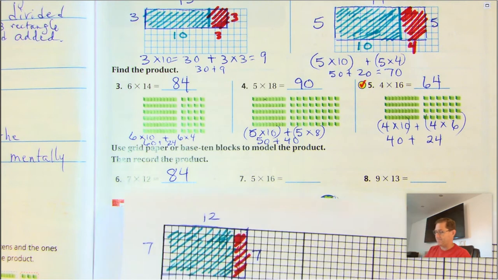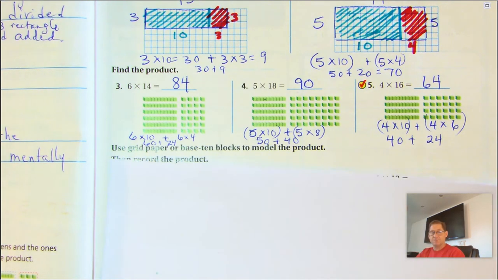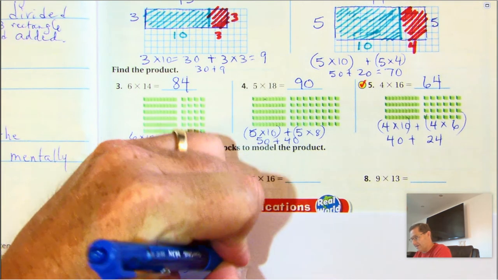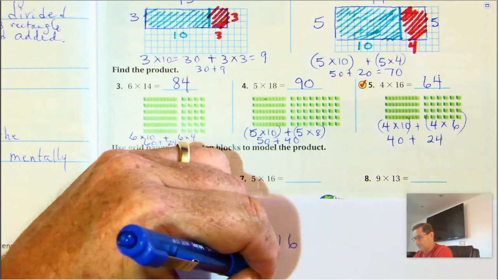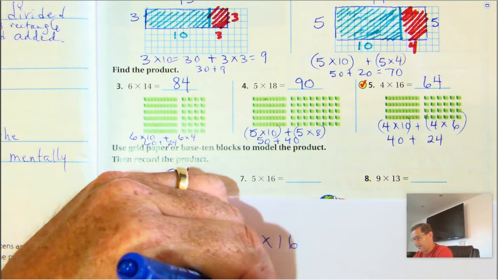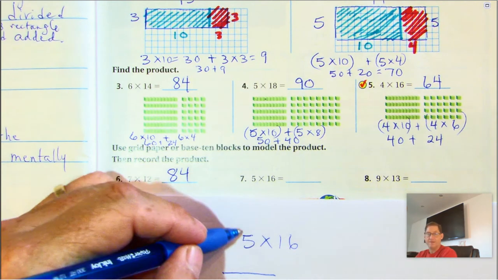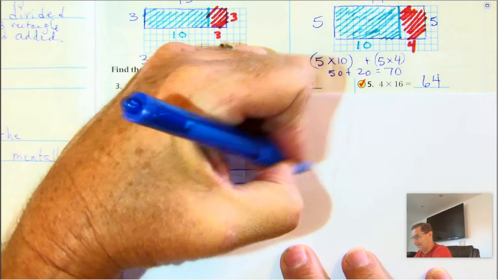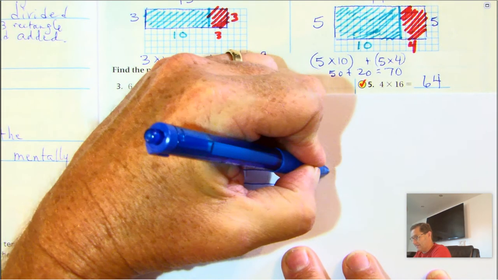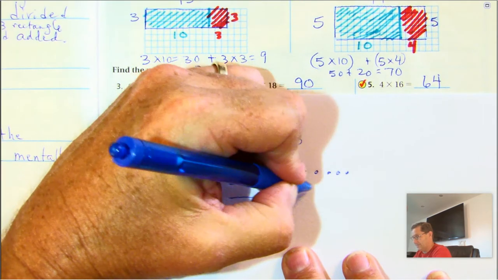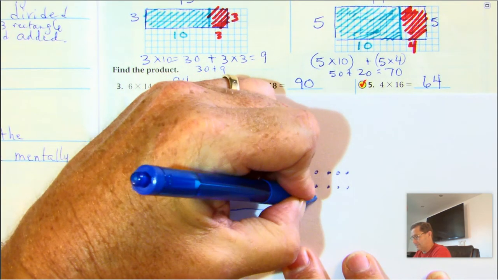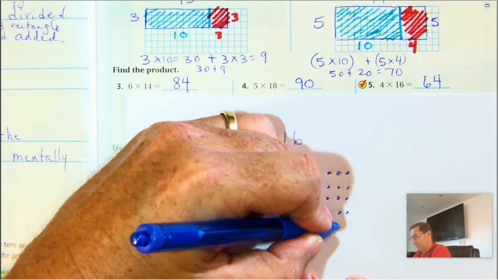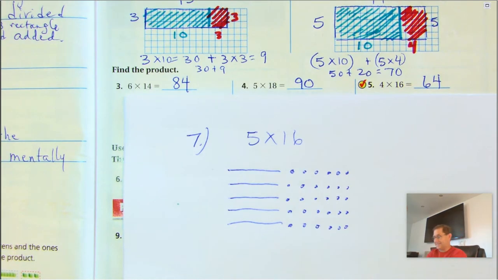Okay, number 5. Let's use base 10 blocks for this one. So number 7. So we have 5 times 16. So 1, 2, 3, 4, 5. I have 5 rows of 16. So we have 5 rows of 1 ten and 6 ones. So that's 16, 5 rows of 16.